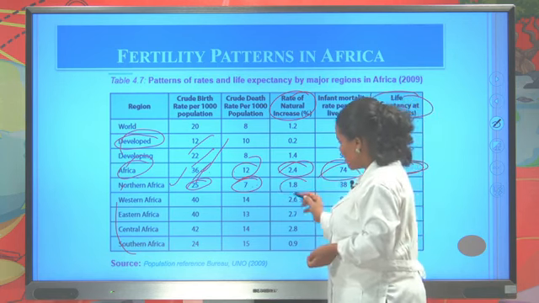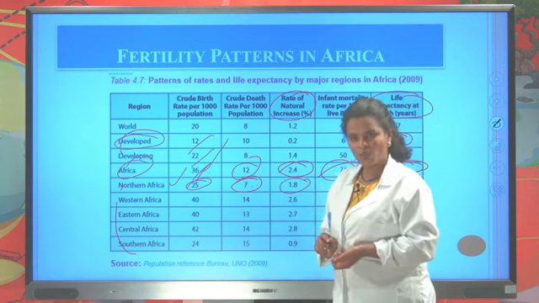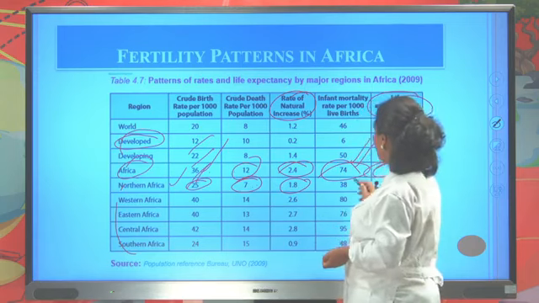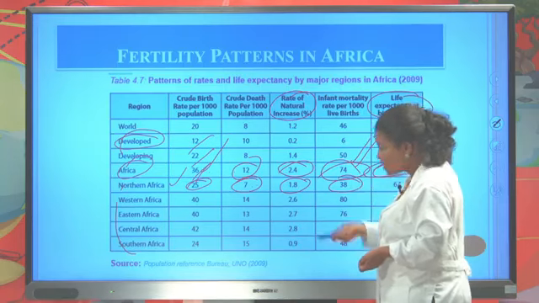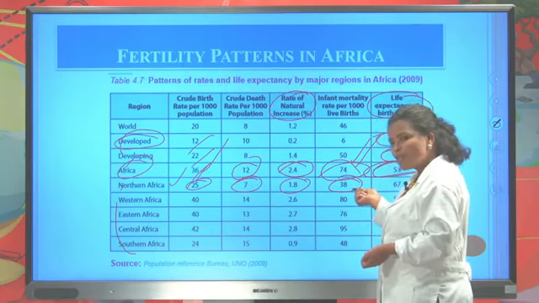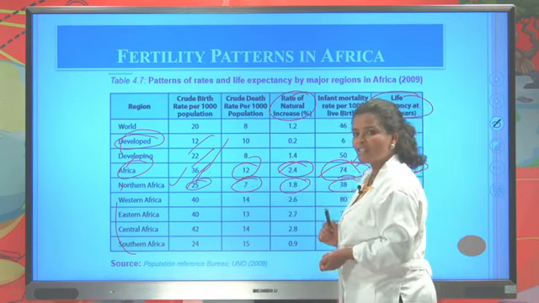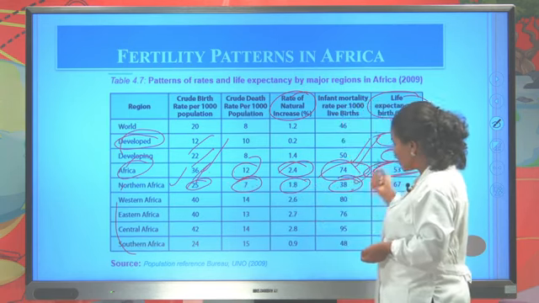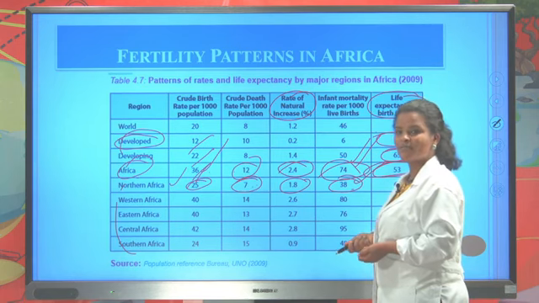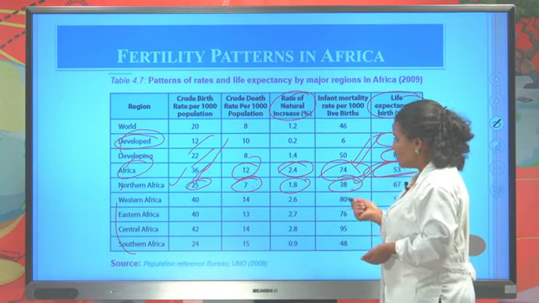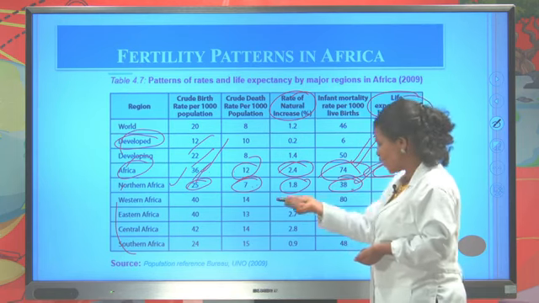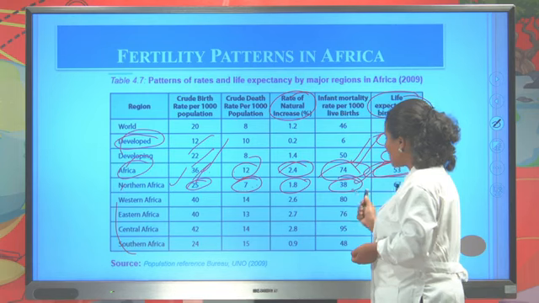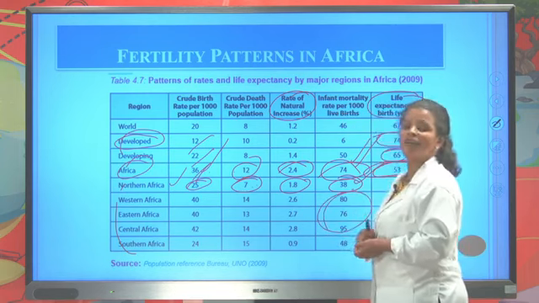The rate of natural increase of Northern Africa is 1.8, and the infant mortality rate of Northern Africa is only 38 when we compare it to the other regions of Africa. This shows that North Africa is well developed economically, with only 38 infant deaths per 1,000. But Western Africa, Eastern Africa, and Central Africa have high fertility rates, and they also have high infant deaths.